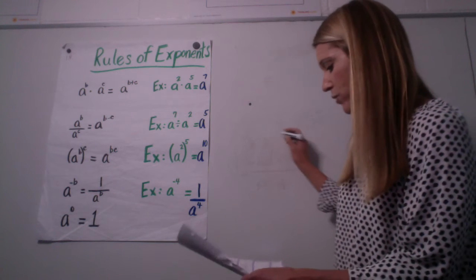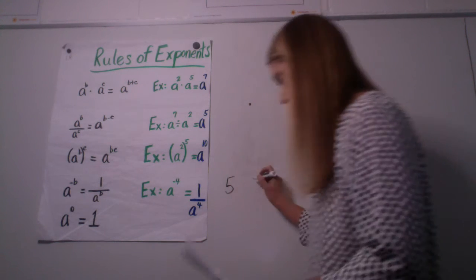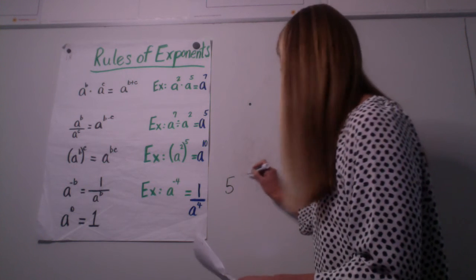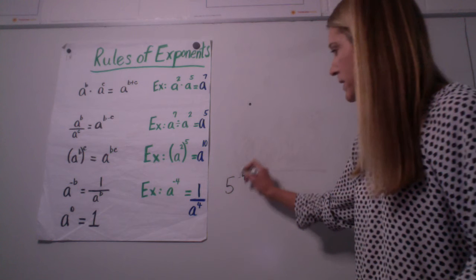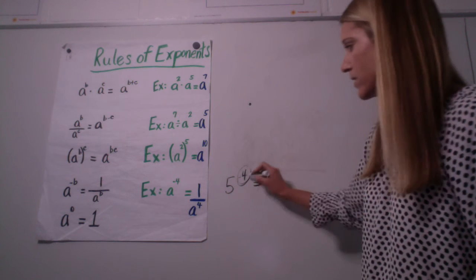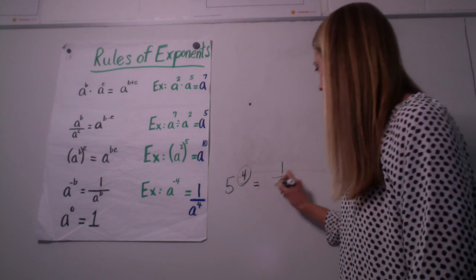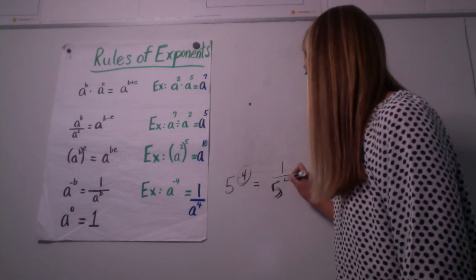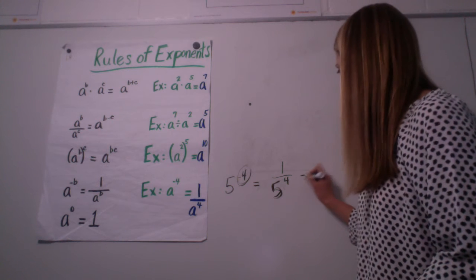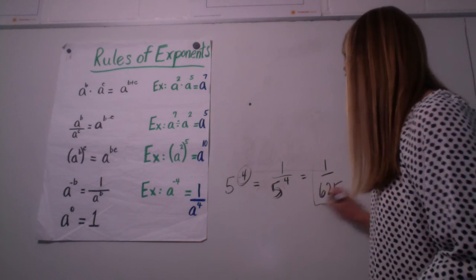So for our example here, if we had, let's say, 5 to the negative fourth power, my first step would be to notice that this is negative and I don't want that negative exponent. So I'm immediately going to put it 1 over 5 to the fourth power, which really is 1 over 625.